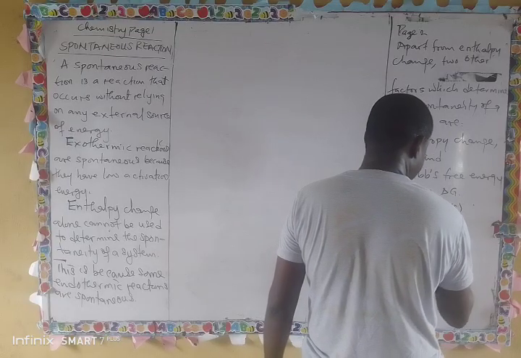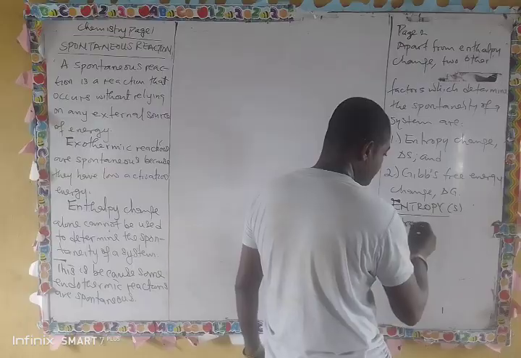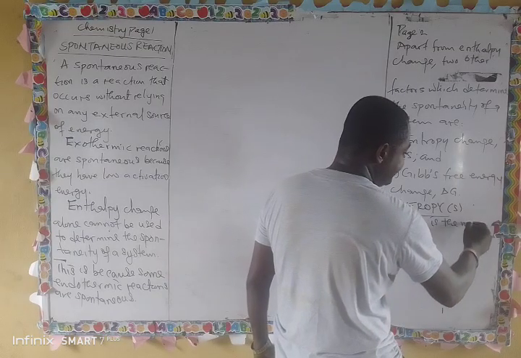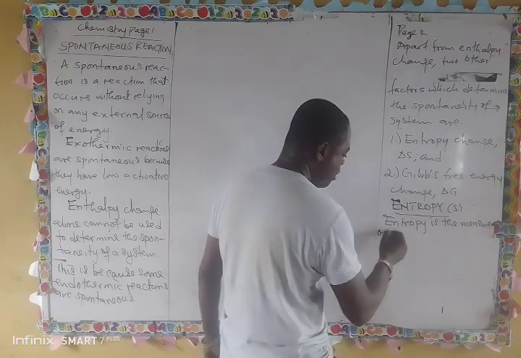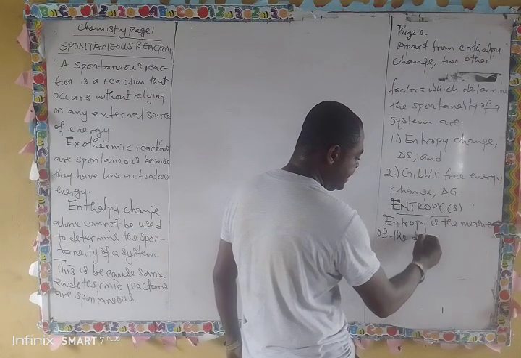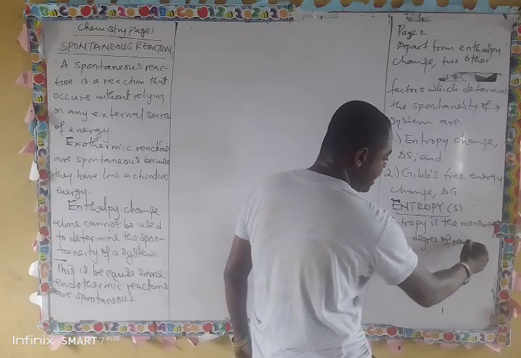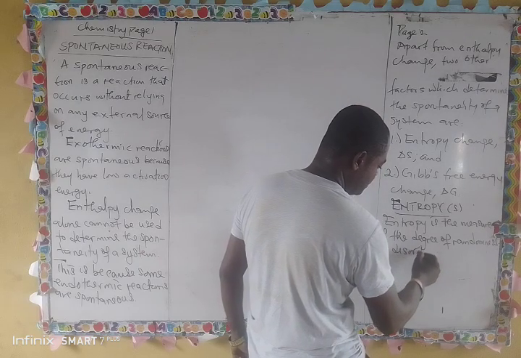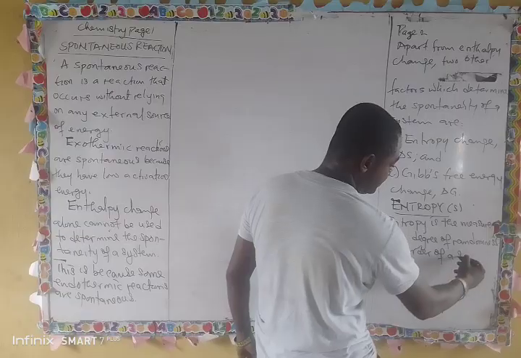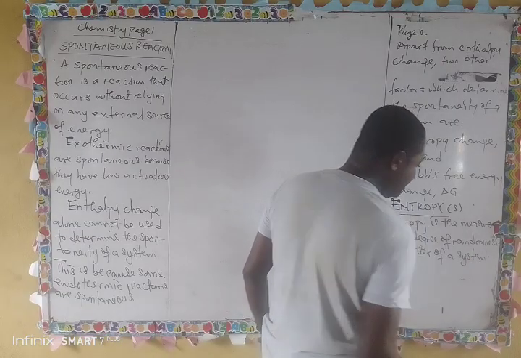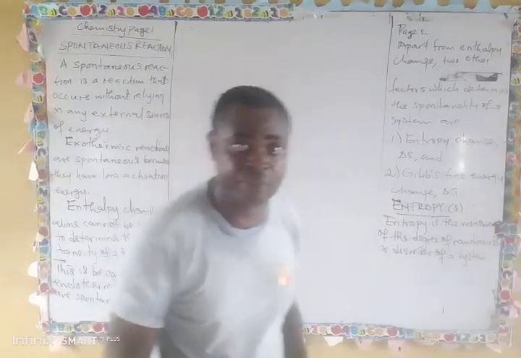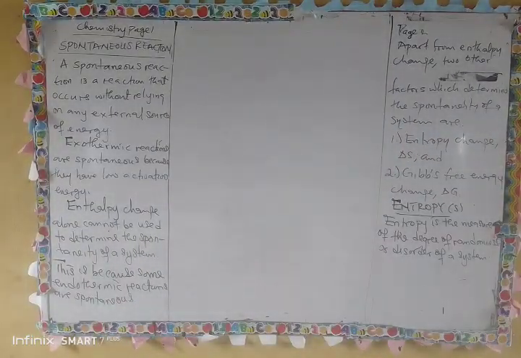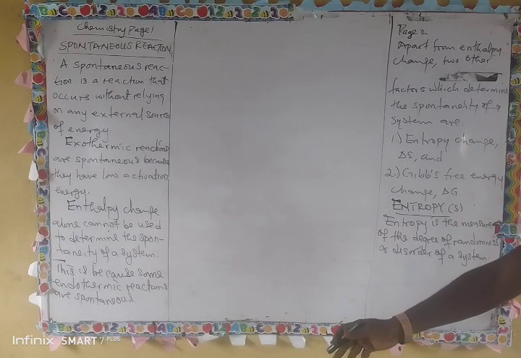Entropy, which is S, is the measure of the degree of randomness or disorder of a system. The degree of randomness or disorderliness of a system is called entropy. What does that mean? It is how scattered the particles are, that is the disorderliness of the particles.